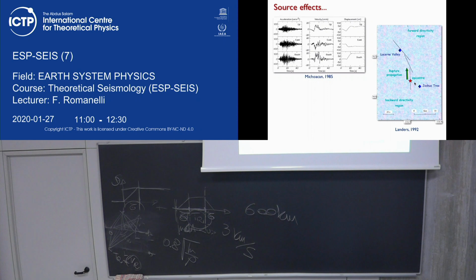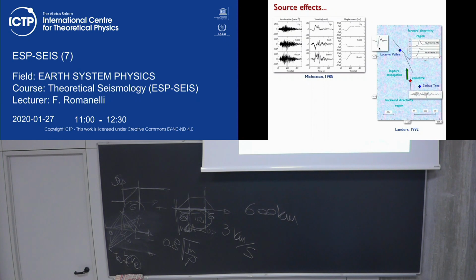This is Landers, in California, 1992. A famous earthquake, recorded because there was a network deployed just there. And for the first time, there was a network around the fault and near to the fault. So they have been able to trace back the rupture, and it was starting from there and moving to the north. Now let's look at these two signals.